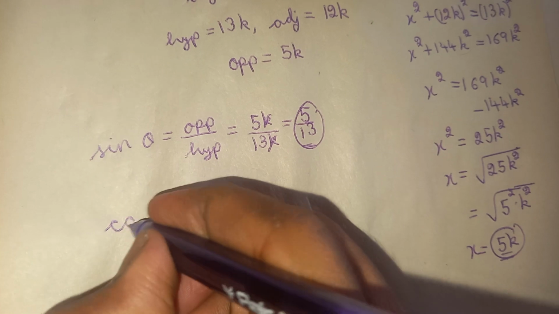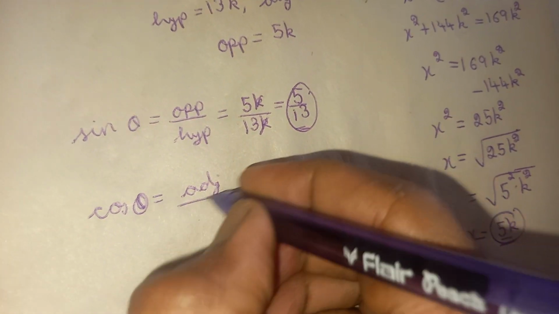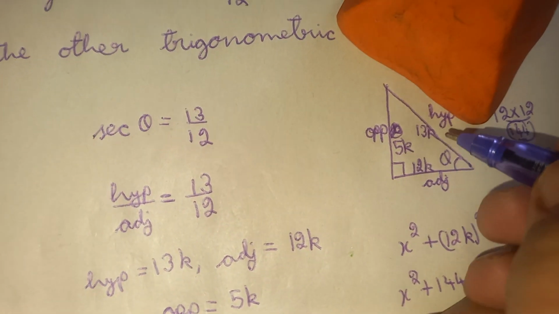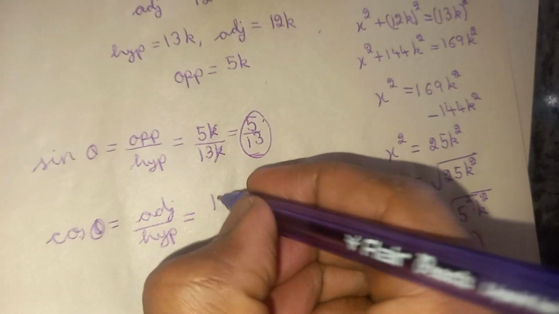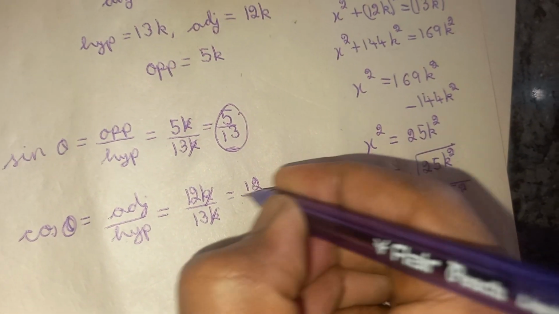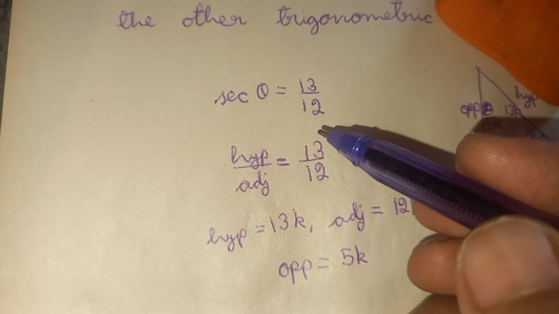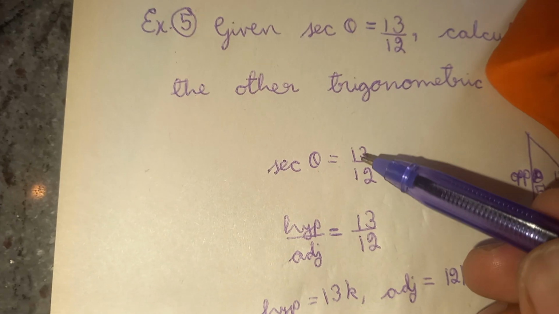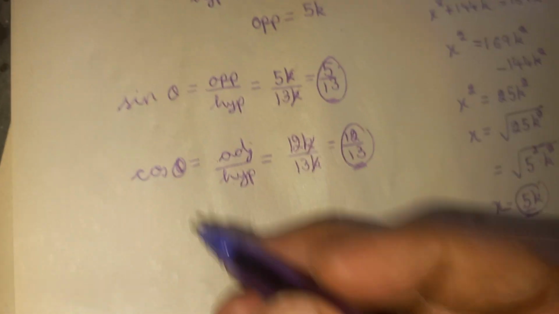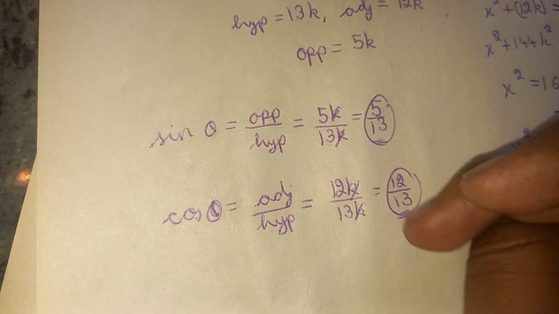In the same way, let's find cos theta. Cos theta means adjacent by hypotenuse. Here adjacent is 12k and hypotenuse is 13k, so you get 12k by 13k. K cancels out, and it becomes 12 by 13. Or you can take the inverse of secant theta. Secant theta's reciprocal, 13 by 12, becomes cos theta, 12 by 13. You flip upside down: sin theta becomes cosecant theta and cos theta becomes secant theta.